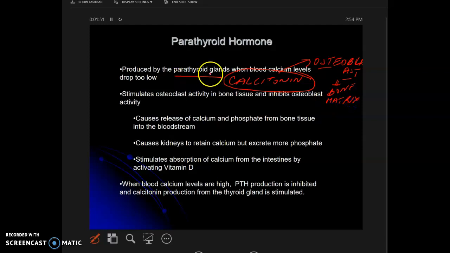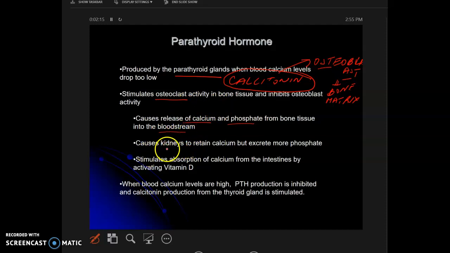What parathyroid hormone does is just the opposite. It will stimulate the osteoclasts. What do osteoclasts do? They break down bony matrix to release calcium and phosphate from the bones into the bloodstream. When is it stimulated? Of course, when the blood calcium level drops.